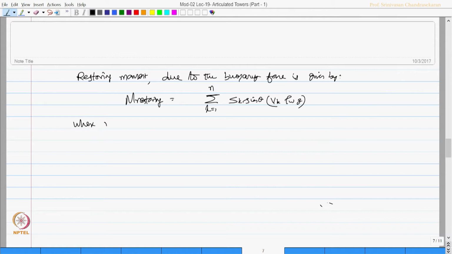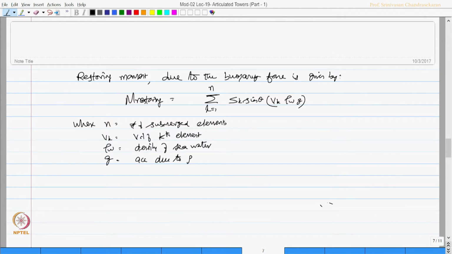where n is the number of submerged elements, and Vk is the volume of the kth element, rho w is the density of sea water, and g is acceleration due to gravity, which is 9.81 meter per second square. So, I call this equation number 4.